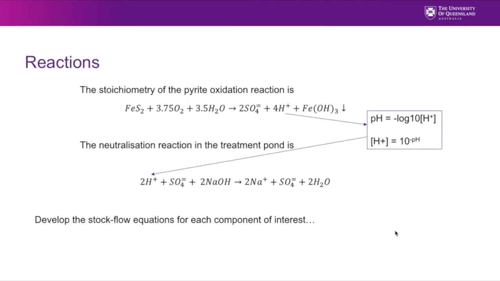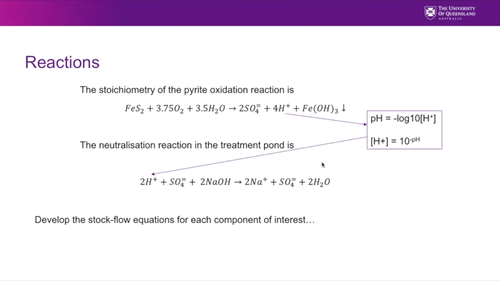These are the reactions. The first reaction is the one that I already showed you, which is the pyrite oxidation. The second reaction is a neutralization reaction in the treatment pond. And we are going to calculate the amount of sodium hydroxide that we require for the neutralization.